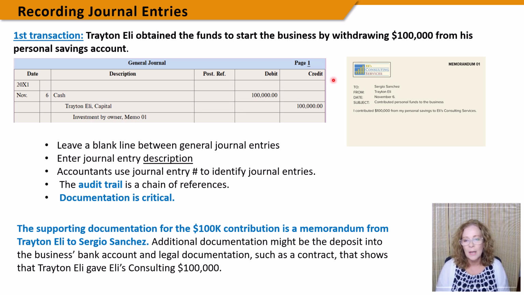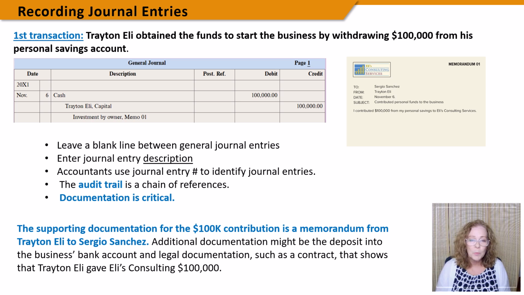Eli's Consulting $100,000. Accountants care about the supporting documentation and the audit trail, which is a chain of references that makes it possible to trace information, locate errors, and prevent fraud. The audit trail provides a means of checking the journal entry against the original data on the documents. Documentation is critical. The external auditors will want to review the supporting documentation at year end.